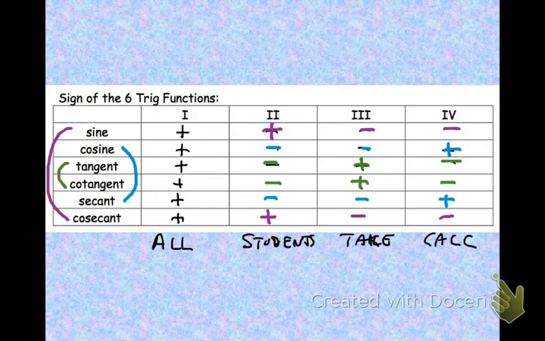So you'll never have a co with another co. Cosine doesn't go with cosecant. You can't have co's together. And you can't have s's together. The sine and the secant can't go together.